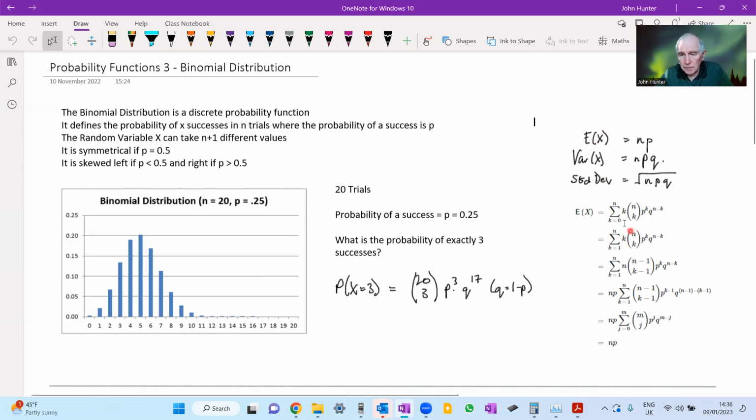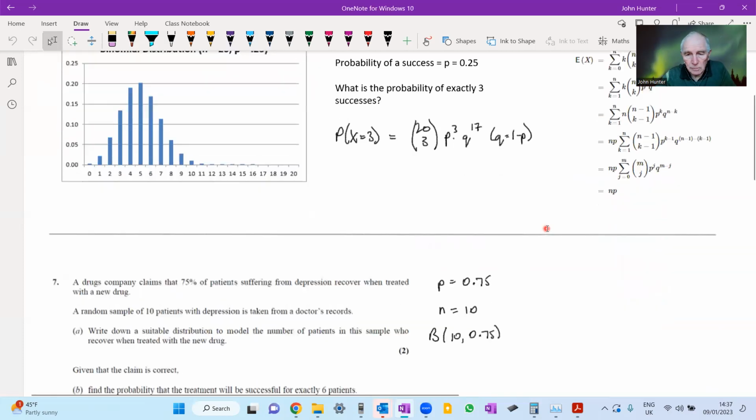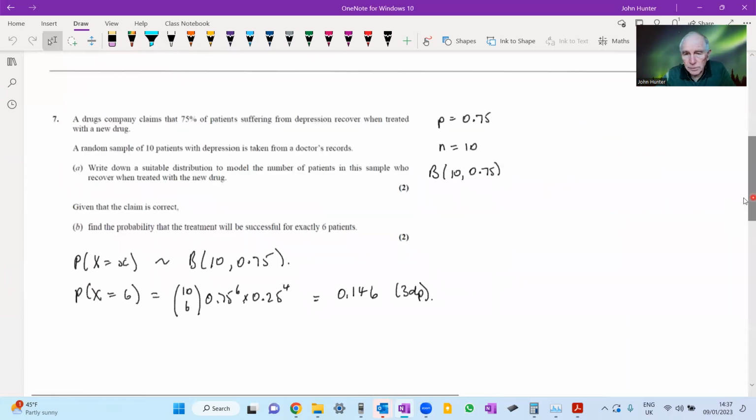neat. There is a bit of maths that you can use to demonstrate that the expectation of the random variable is np. I'll not run through this. I'll leave it on screen if you want to replay the video, pause and have a look at that. You don't need to be able to do this, but it would be just for interest. Okay, so that is the bones of it. Let's have a look at a couple of examples.